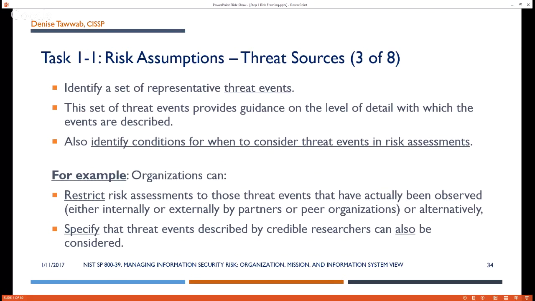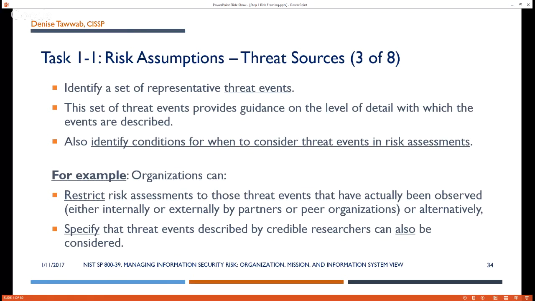You identify a set of representative threat events. This set of threat events provides guidance on the level of detail with which the events are described. And you also identify conditions for when to consider threat events in risk assessments. For example, you can restrict risk assessments to those threat events that have actually been observed, either in your organization or by partners or peer organizations, or alternatively, you can specify that threat events described by credible researchers can also be considered.